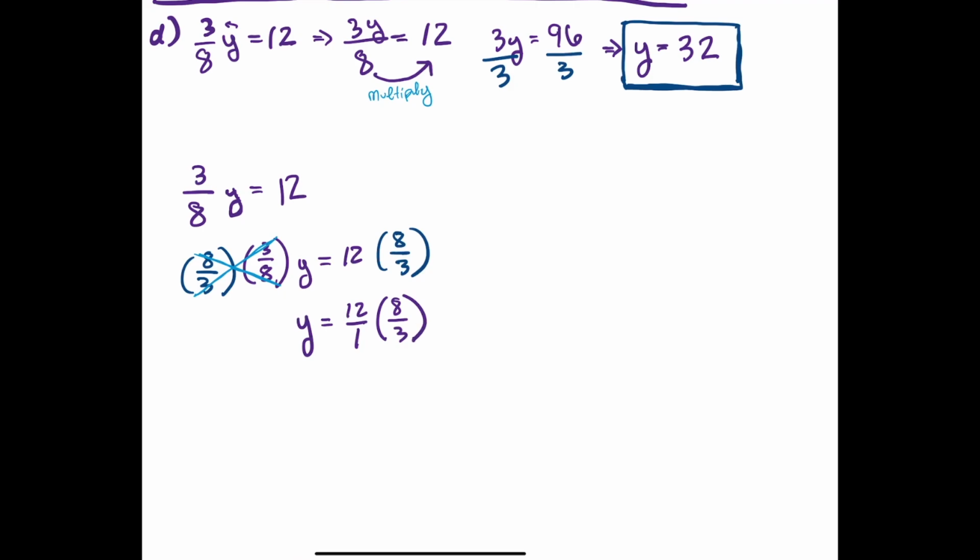Multiplying two fractions, so multiply the numerators. 12 times 8 is 96. Notice we have our 96, and then 1 times 3 is 3. 96 over 3 again. And then our result will be 32. Same thing.